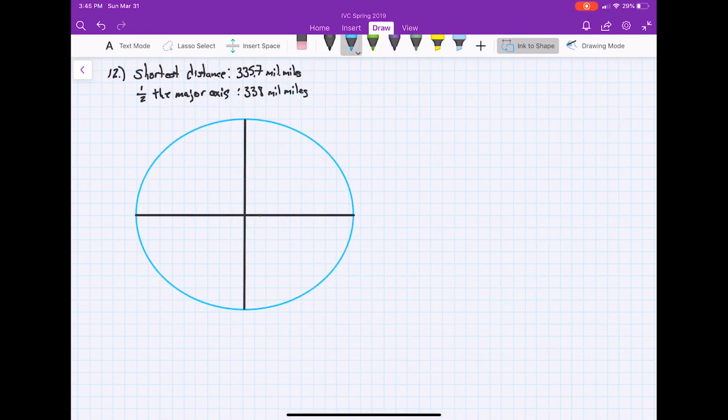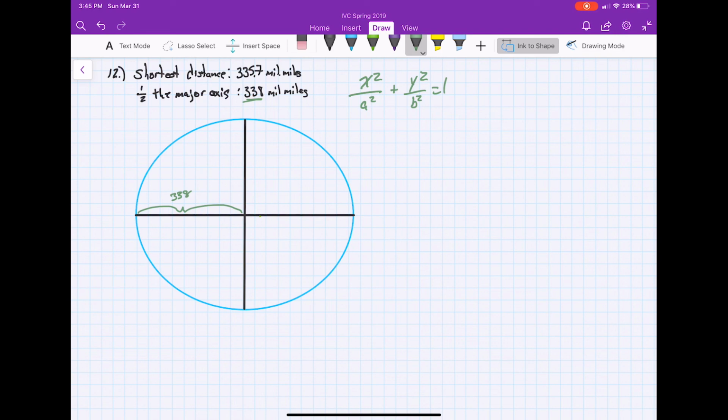All right, on to number 12, which is the orbit of a planet around the sun is an ellipse with the sun at one focus. And the aphelion of the planet is the greatest distance from the sun. The perihelion is the shortest distance. And its mean distance is the length of the semi-major axis of the elliptical orbit. If the planet has a perihelion of 335.7 million miles and the mean distance of 338 million miles, write an equation of the orbit of the planet around the sun.